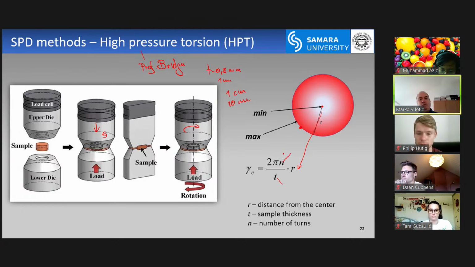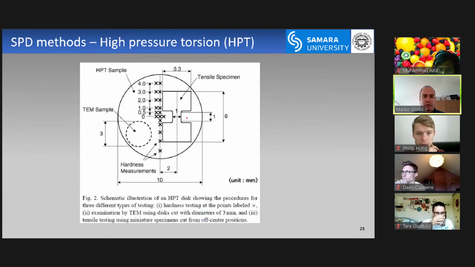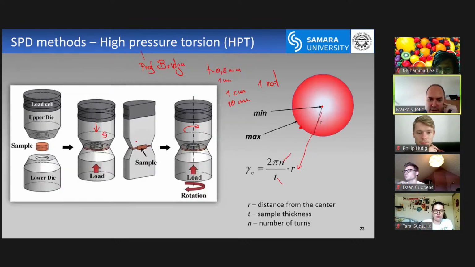And depending on what you want, you may get different performance. Even with just one rotation, you get considerable strain. We will see it later. I just want to show you because it's a good idea. This is the disc, or the sample that we get. Once we press the sample, it starts to look a little bit like this.